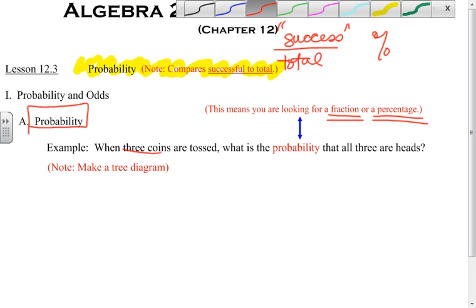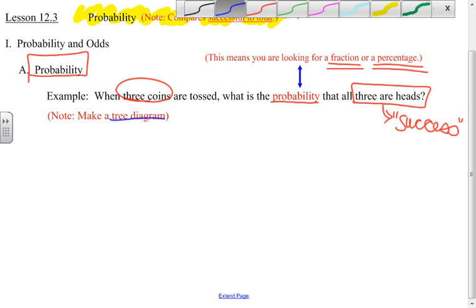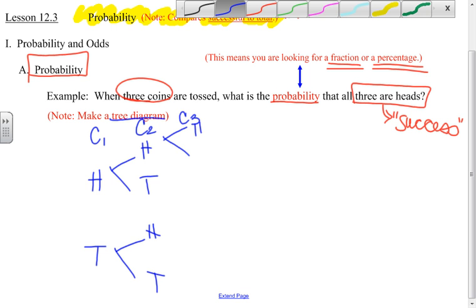So when 3 coins are tossed, what is the probability, fraction or percent, all 3 are heads? This is what I define as a success. Well, how are we going to figure that out? Easiest way for this is to make a tree diagram. So coin 1, I have 2 choices, heads and tails. When I toss coin 2, I could get heads or tails again, and I could get heads or tails again. When I toss coin 3, heads and tails, all the way down, because these are independent events.